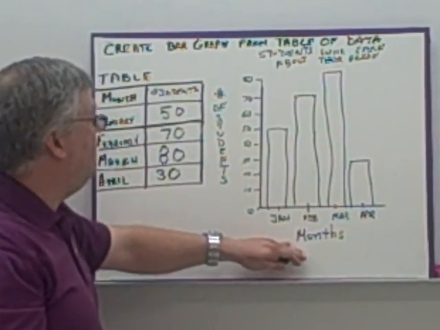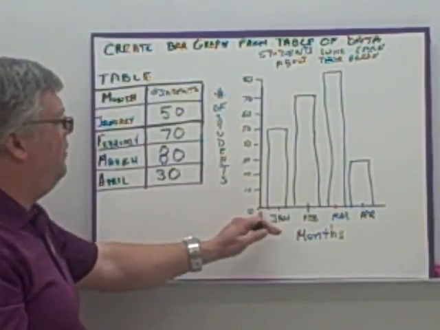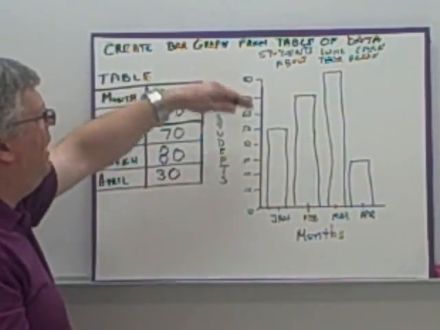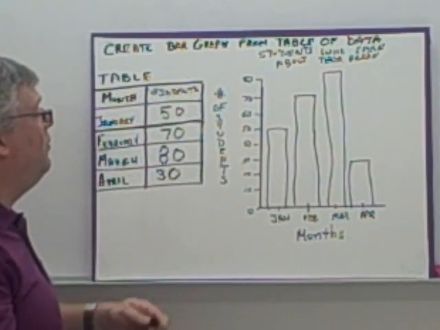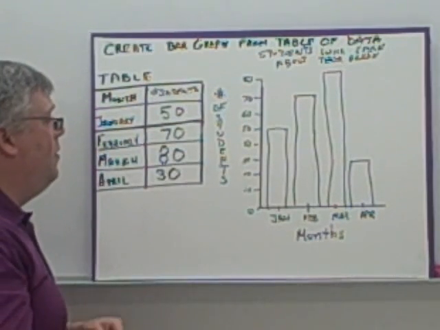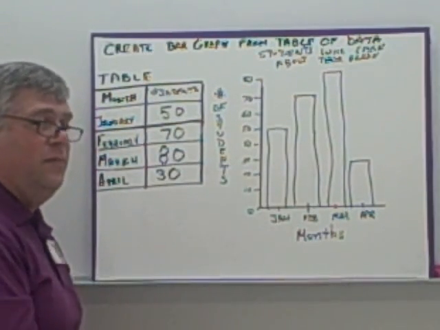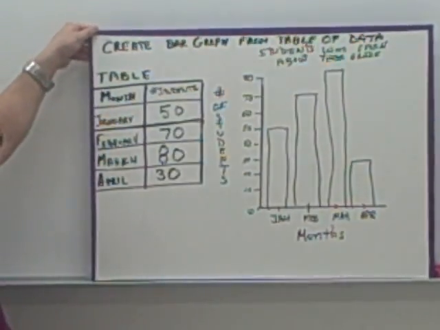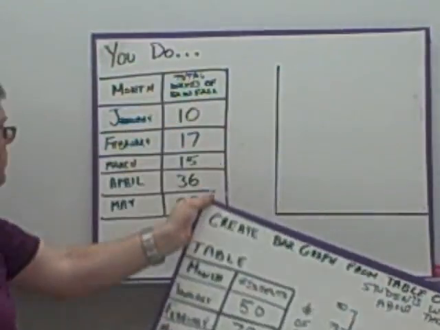Title for the x-axis, title for the y-axis, bars for each x value, the height on the y-axis tells you the value for each of the objects in the x value there. That's how we create a bar graph.